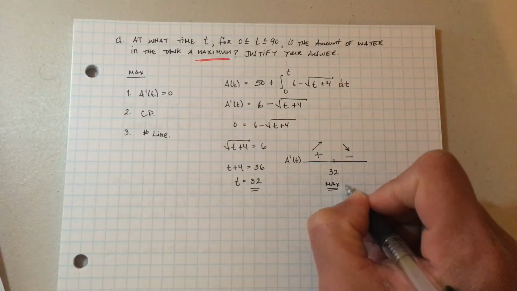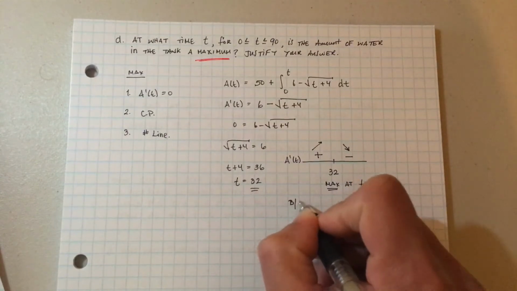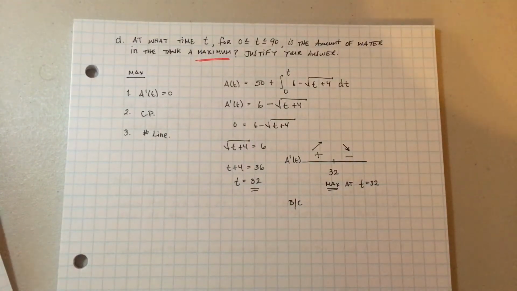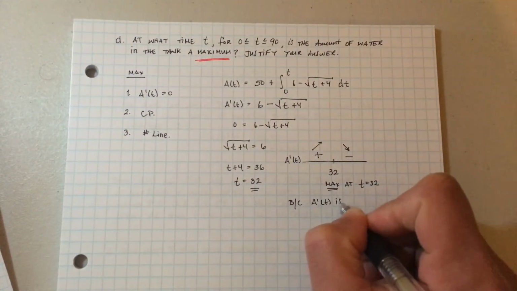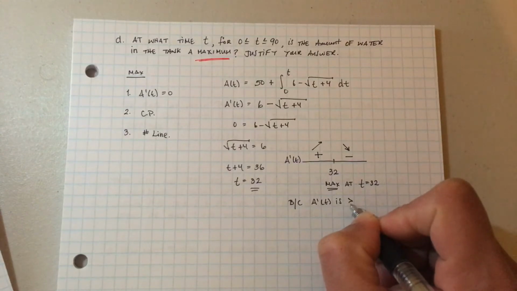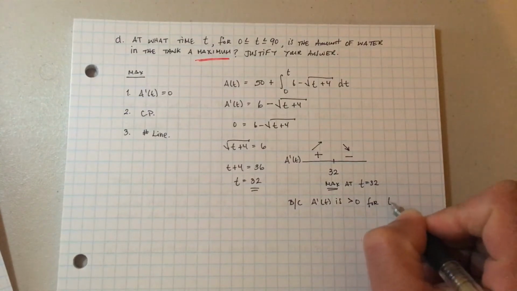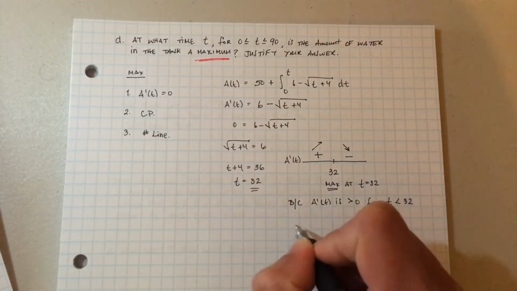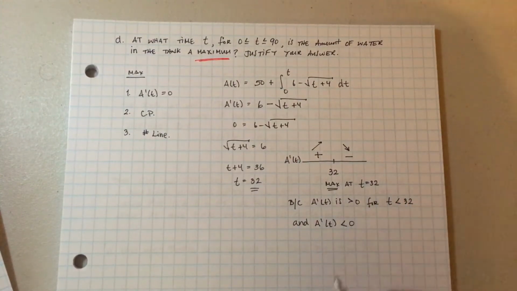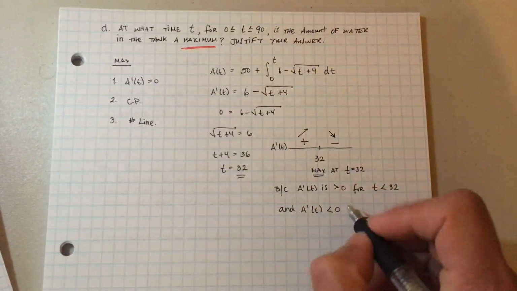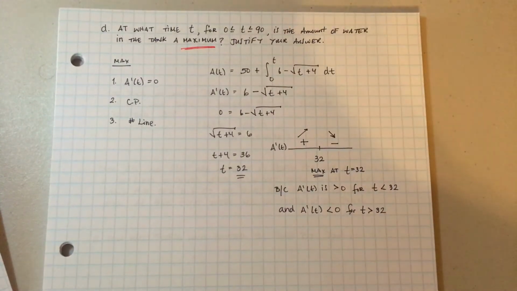So there's a max at t equals 32. And then you can say a prime of t is positive for t less than 32, and a prime of t is negative for t greater than 32. And that's it.